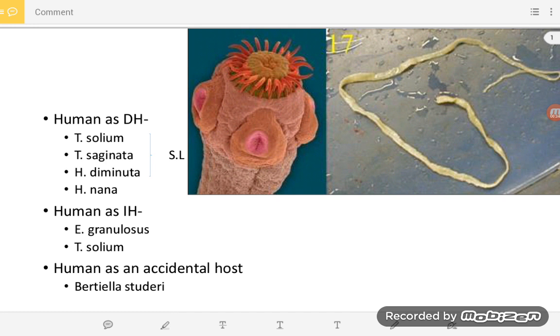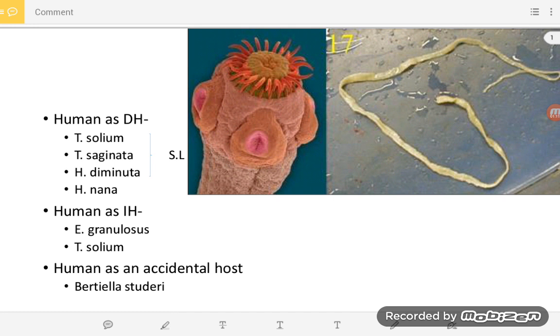In Sri Lanka, they reported all five species: Taenia solium, Taenia saginata, Hymenolepis diminuta, Hymenolepis nana, and Echinococcus granulosus. In Echinococcus granulosus, man acts as an intermediate host. In Taenia solium, man acts as a definitive host and intermediate host.